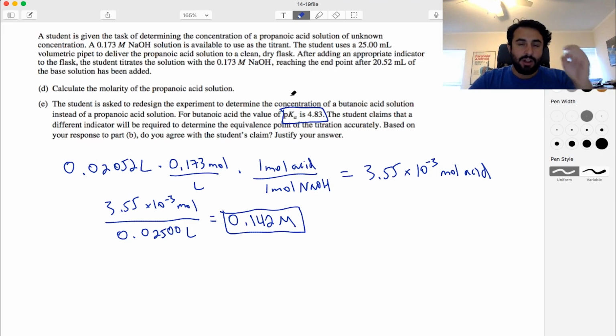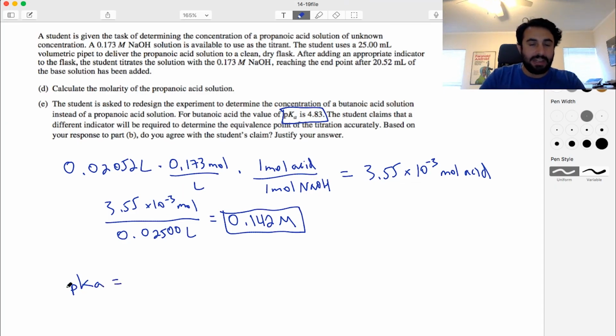We want an indicator that will be operative at a pH that is equal to the pKa of the analyte, right? And so, based on our response to part B, do we agree with the student's claim? So, what is it talking about? In part B, remember we calculated the Ka of propanoic acid. So, how do we get the pKa? We want to compare these two pKa's, propanoic acid and butanoic acid, and see how much they differ.